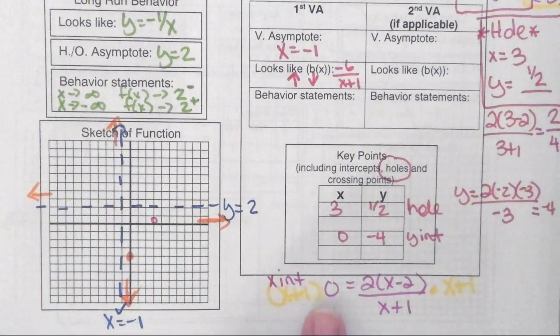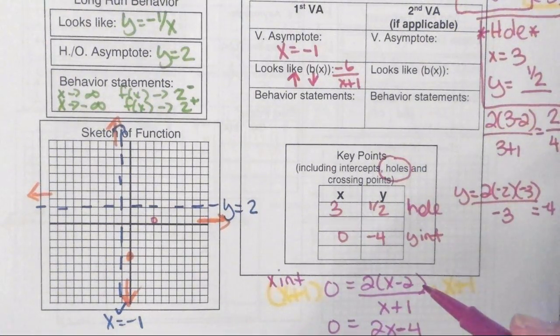Now when you multiply x plus 1 on the left, since you're multiplying by 0, what does it stay? 0. And when I multiply on the right, these two cancel, and I just have 2x minus 4. Does everybody know where I got 2x minus 4? And then you just solve. Y'all can solve that. That's not a big deal.